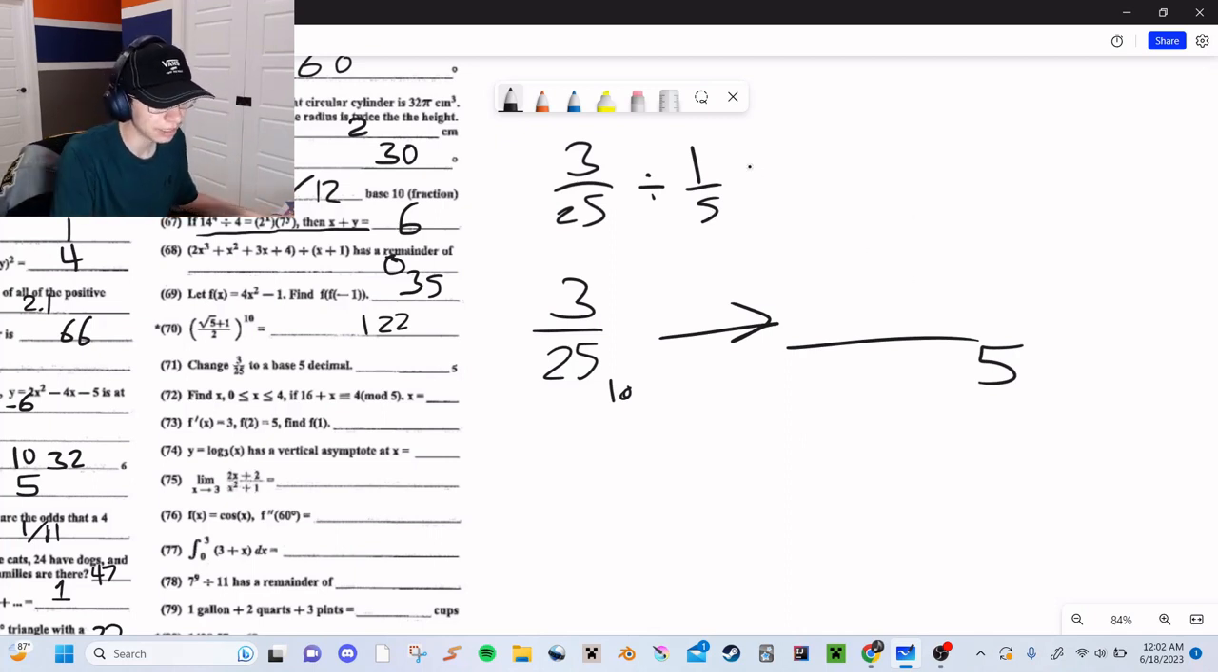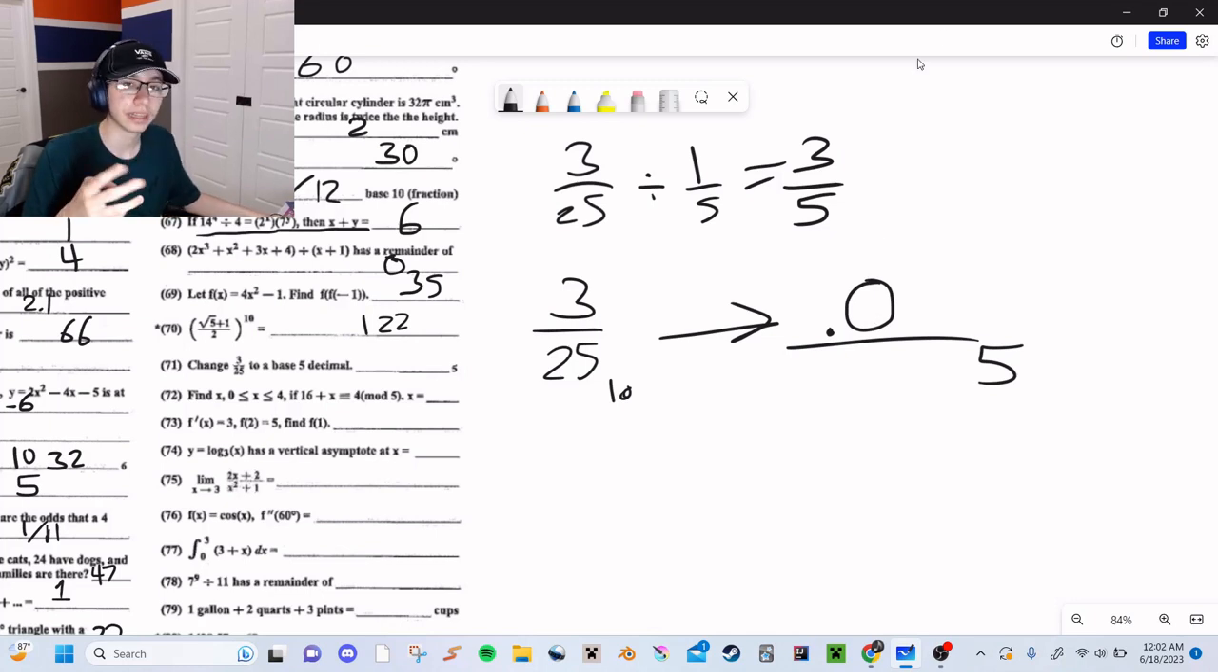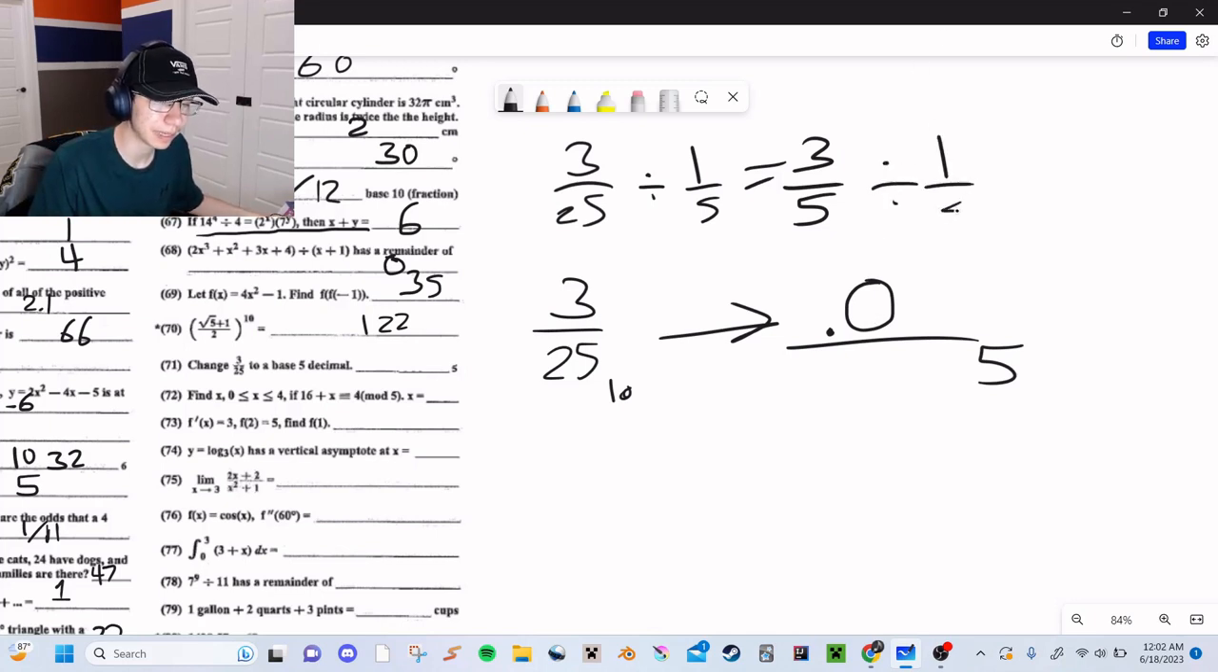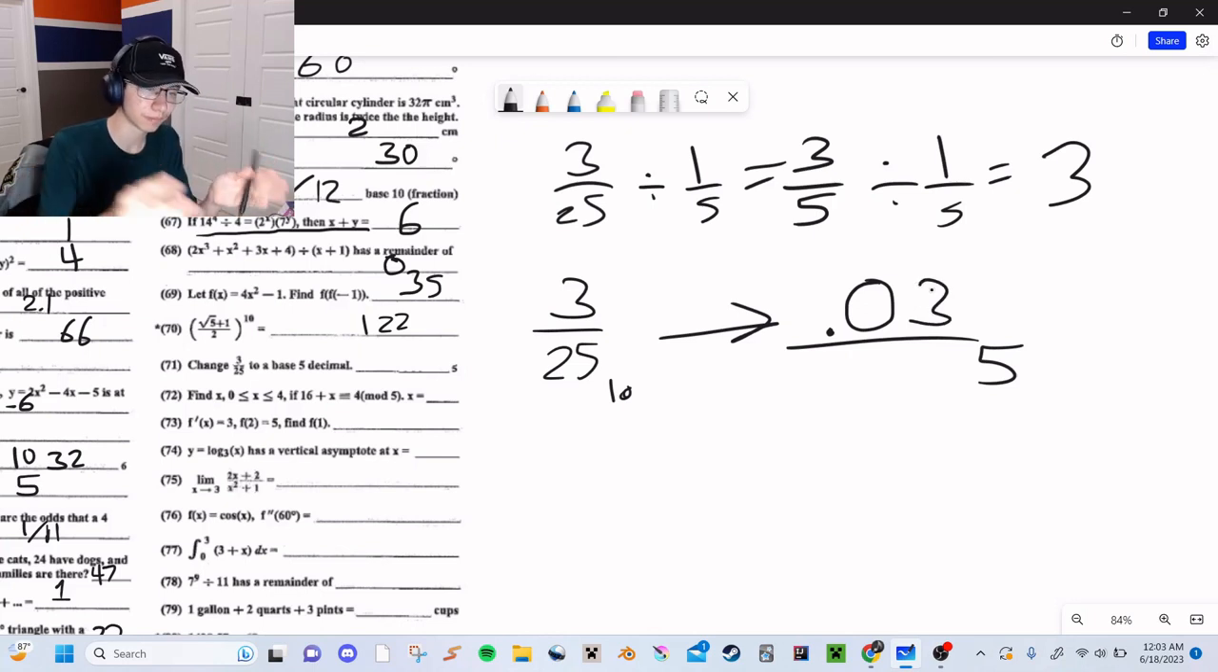If I divide 3 over 25 by a fifth, I get 3 over 5. What is my whole number here? There is no whole number, right? So at my decimal point, I'm going to put 0. Then I'm going to keep dividing by a fifth. So I divide by a fifth again, and I get 3. Do I have a whole number? I do. And there's no remaining fraction part. So I'm going to put down that 3. We're done. The answer is 0.03.